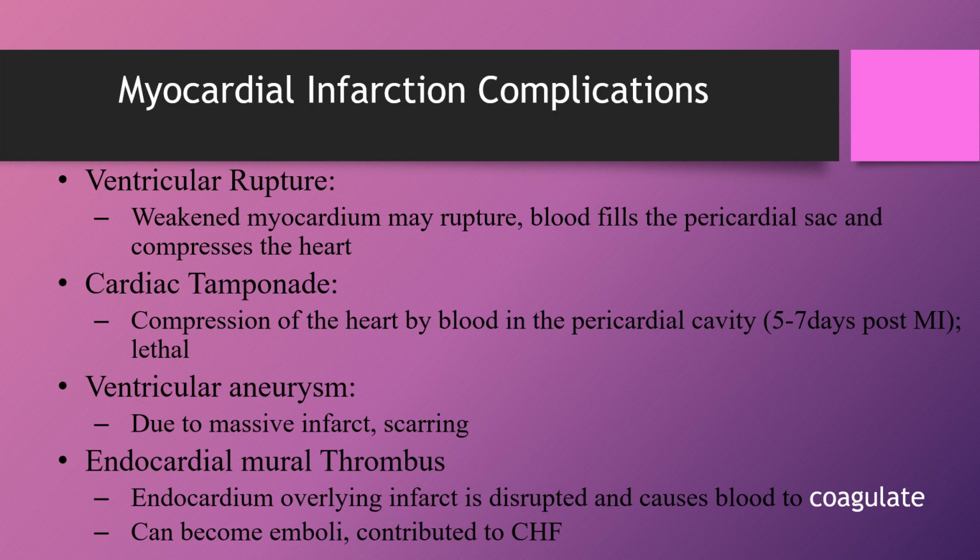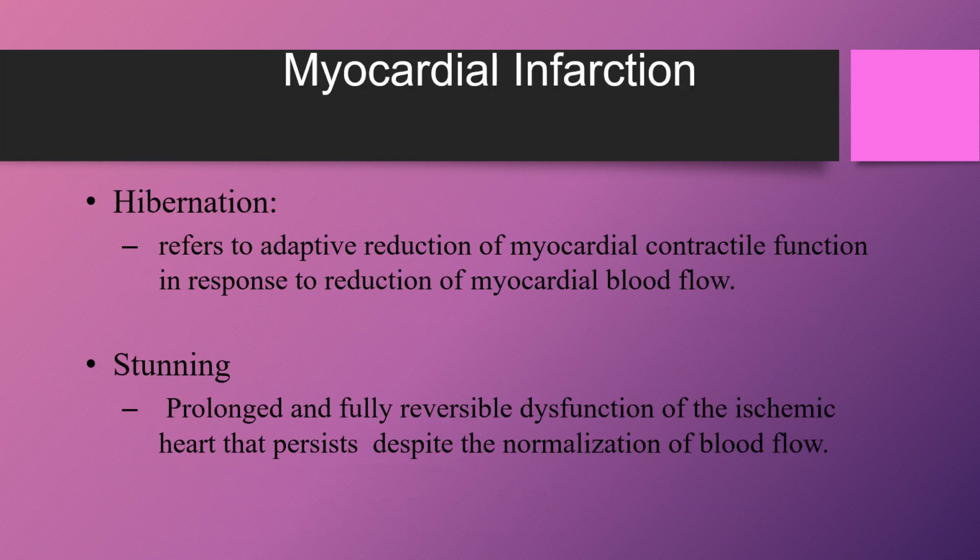Ventricular aneurysm. This is due to a massive infarction and scarring that occurs where the ventricular myocardium will actually kind of bubble out, just like a normal aneurysm, but it's occurring in the myocardium and the ventricles. Endocardial mural thrombus. The endocardium overlaying the infarction is disrupted and causes blood to coagulate. This can become an emboli, and this can contribute to congestive heart failure. Also, when that becomes an emboli, it can travel to other areas as an embolus.